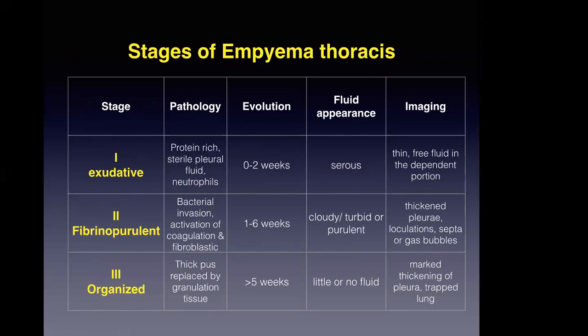Two is about fibrinopurulent. Three is organized. And if you read on the books, there's sort of an evolution for the development of this in between the stages. For exudative, it's like 0 to 2 weeks, and fibrinopurulent is about 1 to 6 weeks. And the third stage, organized phase, is about 5 weeks.